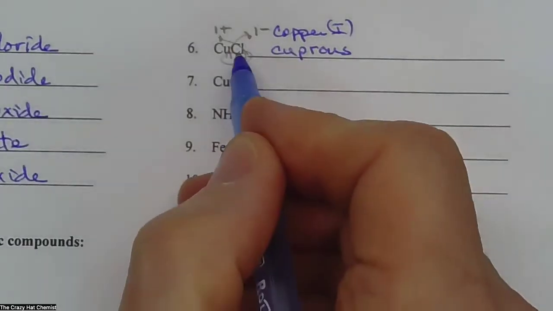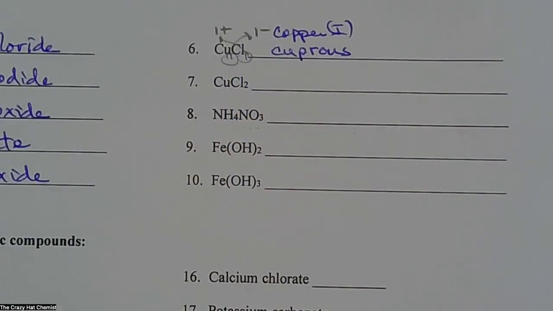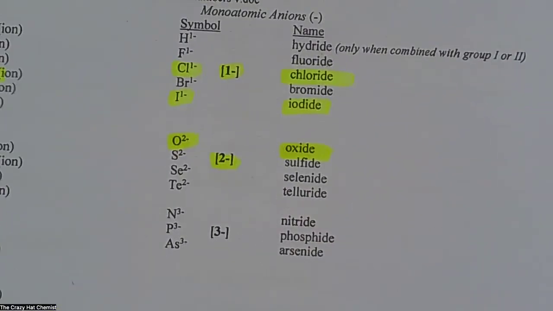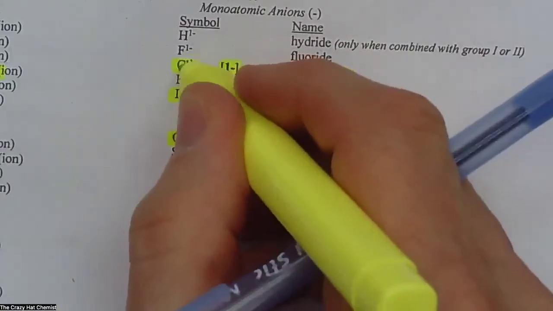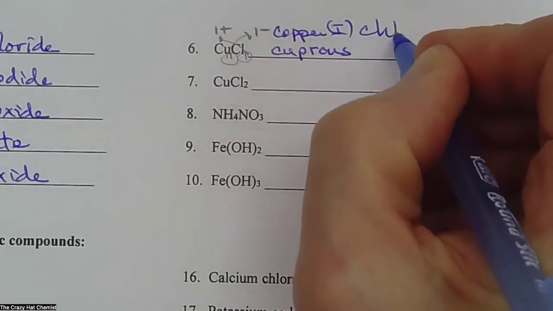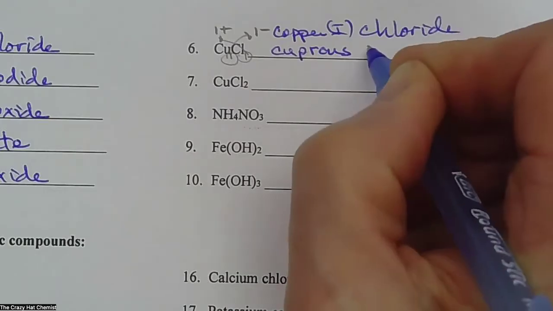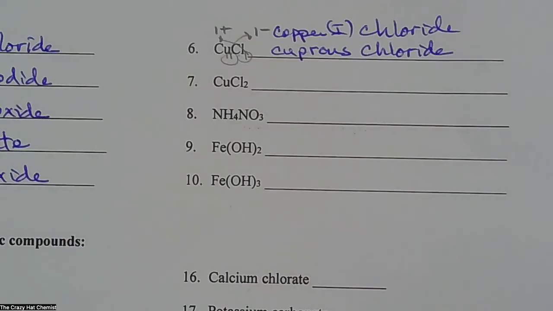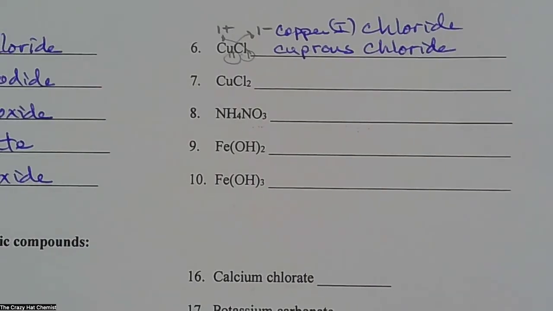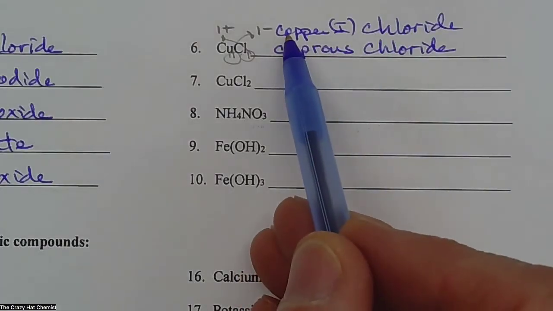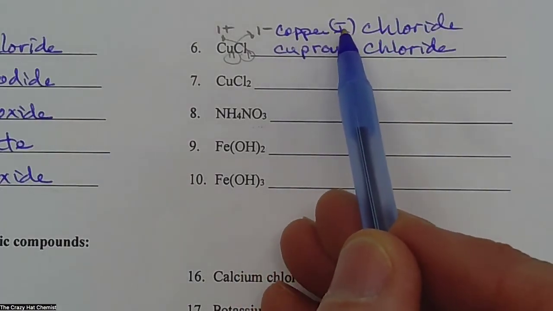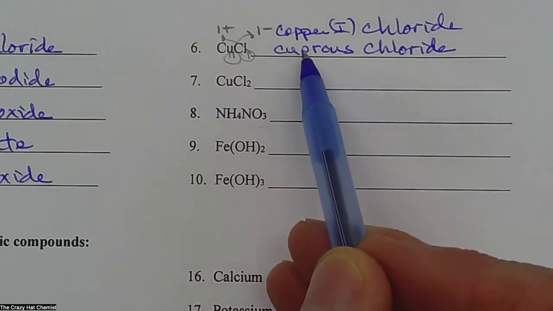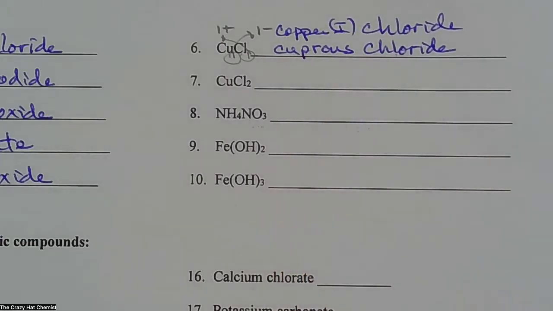And then I need to find the Cl that's a 1 minus. In fact, we've used this one already before, and in the 1 minus category, I'm going to find the Cl, and that's called chloride. Because this is a transition element, the copper, with more than one charge to it, you can have it named in the systematic name of copper Roman numeral 1 chloride or the common name of cuprous chloride, either one.